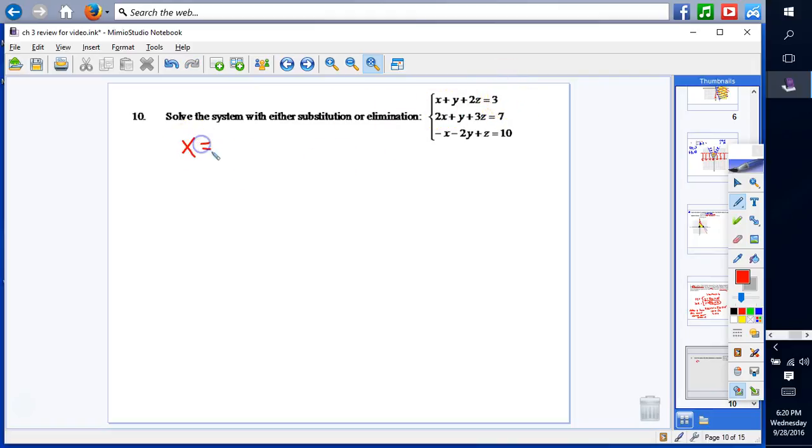Okay, so when I solve the top equation for x, I get x equals negative y minus 2z plus 3. So that means I've got to replace x in the other two equations. Alright, so let's show that. Here's equation 2. I'm going to replace x. 2 times this expression, negative y minus 2z plus 3, plus y plus 3z equals 7.